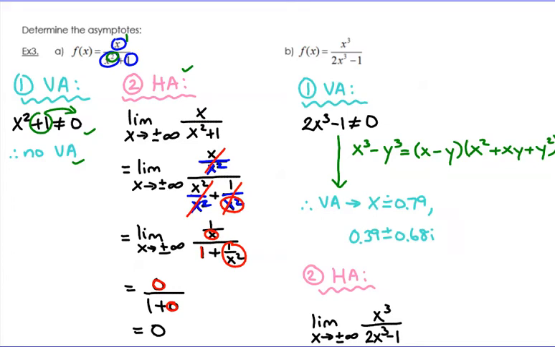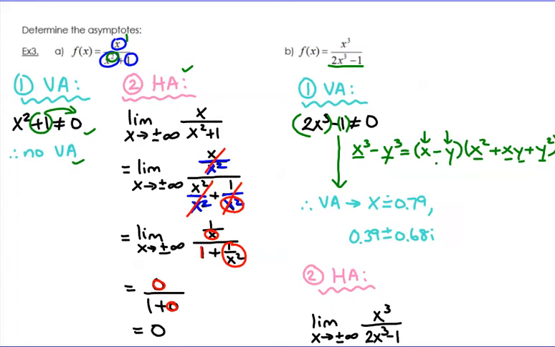Okay, so B. This one right here, looking for a vertical asymptote. This one I actually needed to do a difference of cubes. I recognize that this is something cubed and this is something cubed. So I took the cube root of each one and I got my x and y. I can also put it into here. By the way, this is what happens when you factor out a difference of cubes.